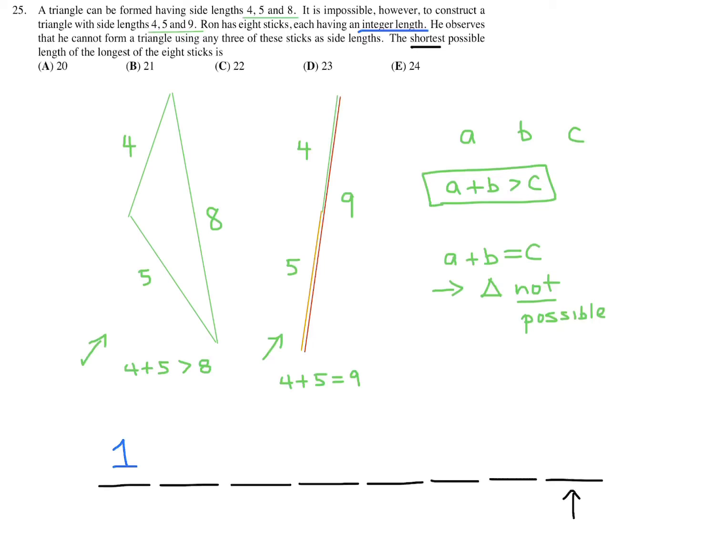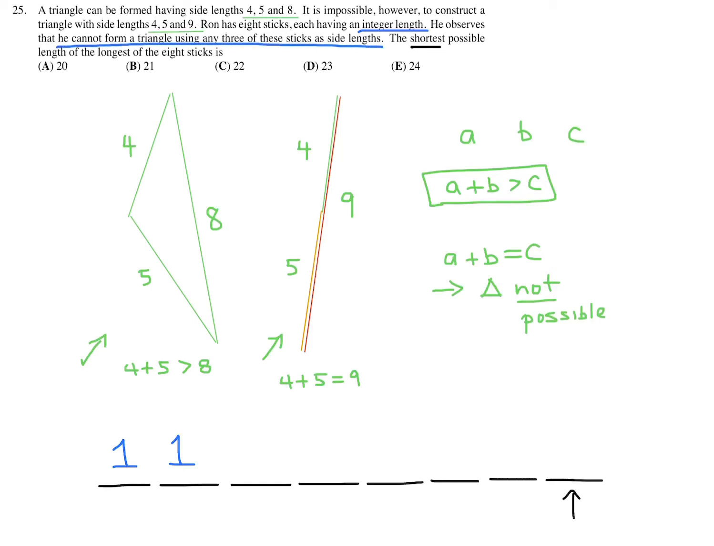How about the next one? I want it as small as possible, so I'll make it 1. Now you say, okay, well, make them all 1. But if you make them all 1, you'll be able to form triangles, right? Because if you have 1, 1, and 1, you can make a triangle. It'll be an equilateral triangle. We want a scenario where we can't make a triangle. That's what the question says. He cannot form a triangle using any of these 3 sticks.